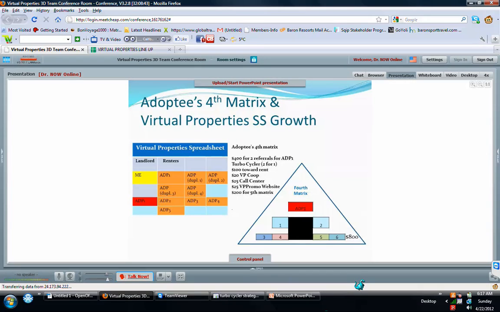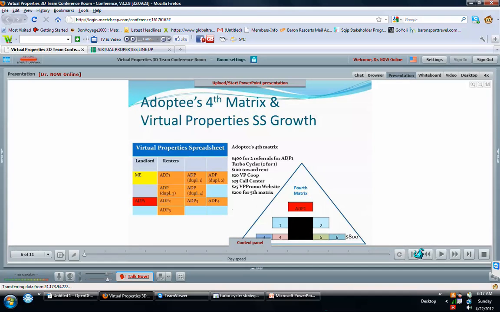And then there will be $100 towards the rent. That means that finishes up the $300. So now the rent in the fourth matrix for you, the landlord, is there, ready to go to your landing page and sign up through your pay buttons that we've created and your subscription you've created, so that automatically every month you don't have to chase anybody. The money will come to you. There is also $20 for co-op, $25 for call center, and the VP promo sites that need to be built for these people, and $200 for the fifth matrix.